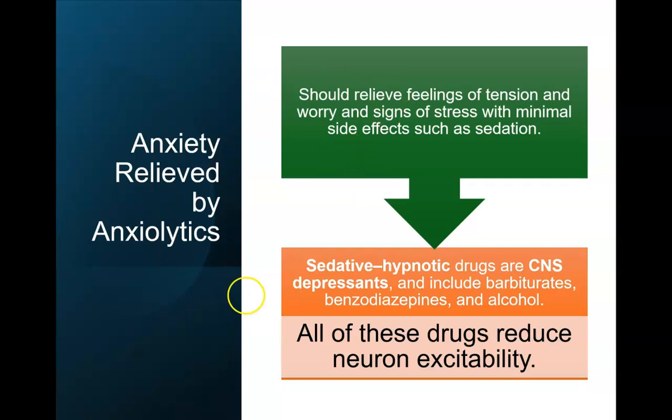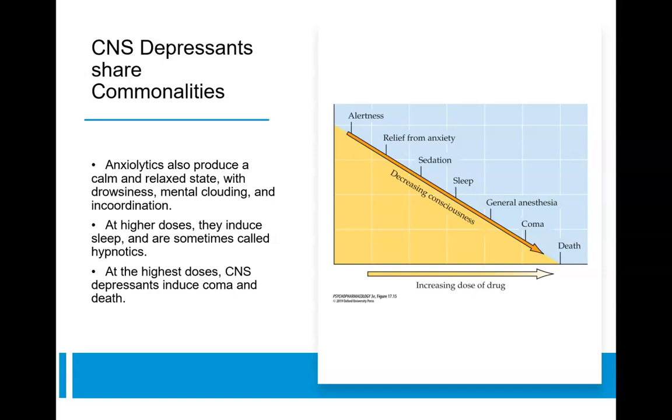So some of these can be called sedative hypnotic drugs. All of these are central nervous system depressants, and they do include barbiturates, benzodiazepines, and alcohol. Now, alcohol may be used by people with anxiety to self-medicate, but it will never actually be prescribed. All of these drugs are going to reduce the excitability of neurons. Now, one of the things that we do find, though, is that central nervous system depressants do share some commonalities, whether we're talking about benzodiazepines, barbiturates, or alcohol.